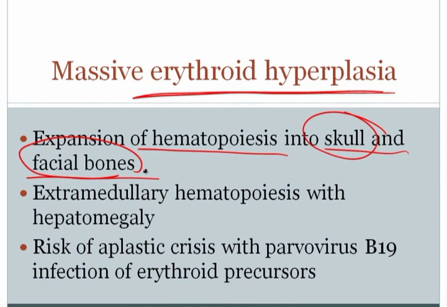However, these patients usually don't have a spleen, as I'm going to talk about later, so it's predominantly in the liver. There's also going to be a risk of aplastic crisis with parvovirus B19. Again, we've already talked about that, so these discussions now are becoming easier as you're more familiar with some of the themes that apply to red blood cells.